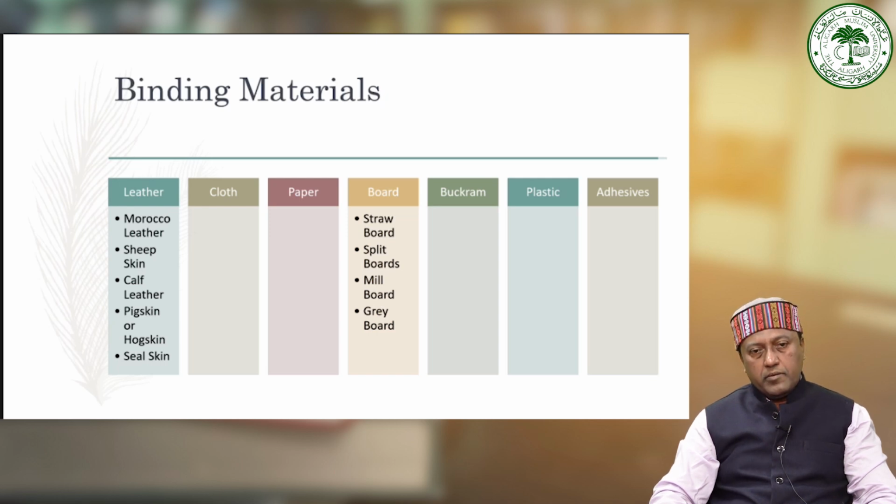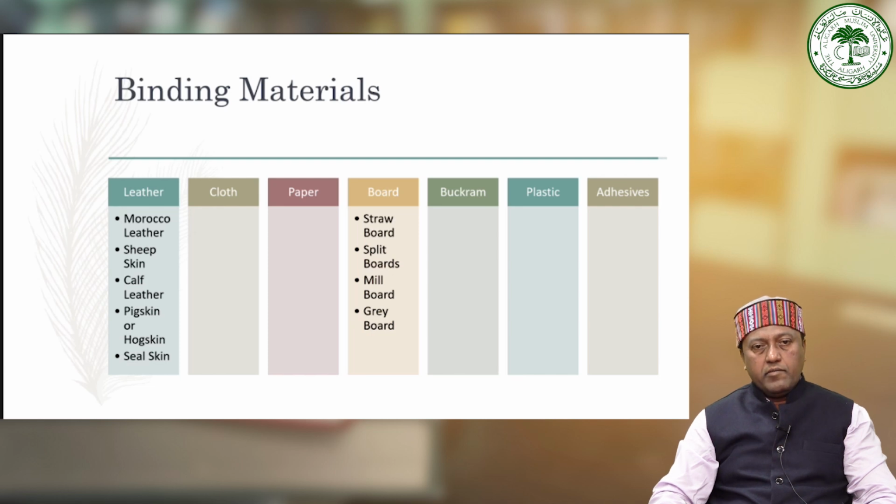Another leather is sheep leather, which is derived from the sheep skin. This leather is prized for its softness and flexibility. This is very flexible, very soft. It is commonly used for binding that requires a luxurious feel, such as high-end editions and personal libraries. It is known for its durability and attractive appearance. So again, it has to be used for the high-end reference sources or maybe high-end books.